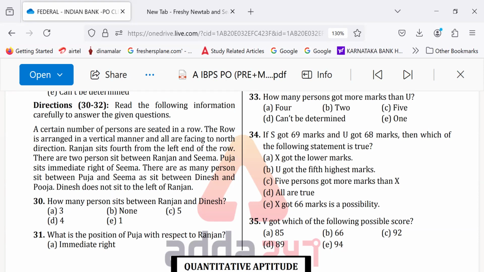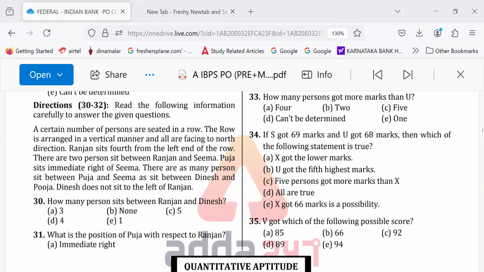That is easy. There are two persons between Ranjan and Seema. So that means Seema cannot sit to the right of Ranjan, but she has to sit only left of Ranjan. And two people are in between. That means Seema is the first person in the left corner. Am I right? Please see. Are you getting it correctly?